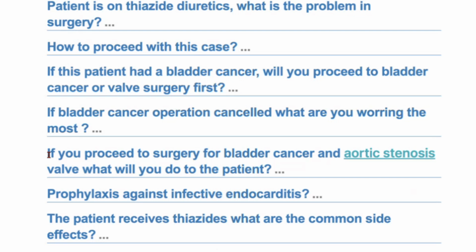This is because the patient has bladder cancer. I don't know the stage and grade of the bladder cancer, and I would like to know this information. But given the fact there is potential for bladder cancer spread, I think I would proceed with the bladder cancer surgery and have cardiac input intraoperatively as well.